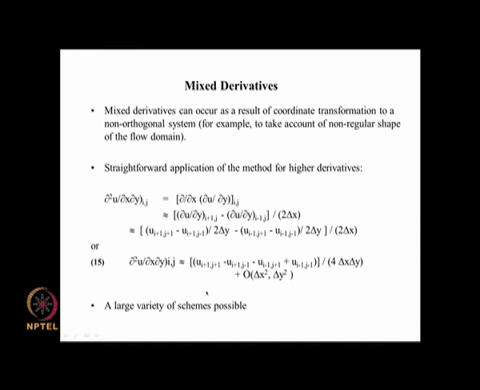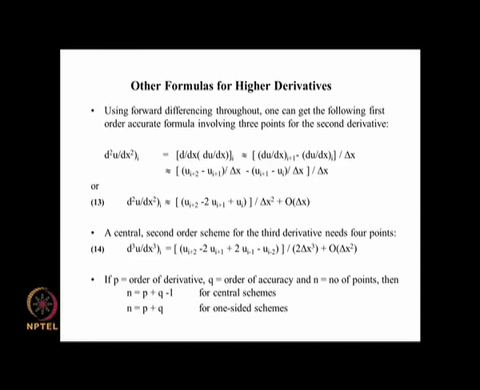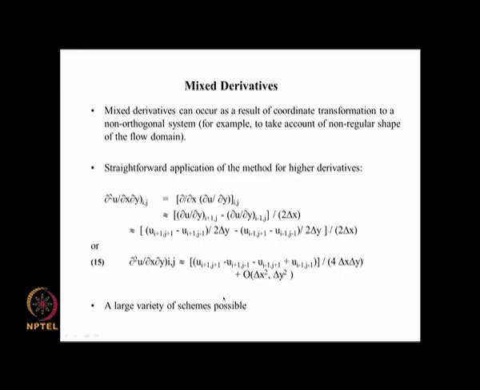So, there are a large variety of approximations that are possible for a given derivative and for a given order of accuracy, and so we can say that at this stage we know for any derivative that may be appearing in our partial differential equations, we can develop a corresponding finite difference approximation of a given order of accuracy.